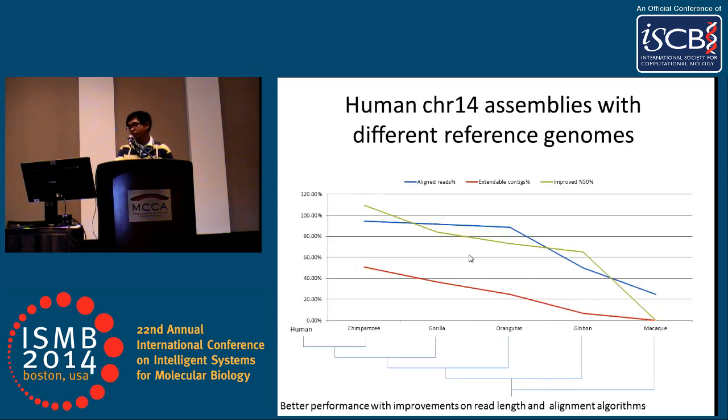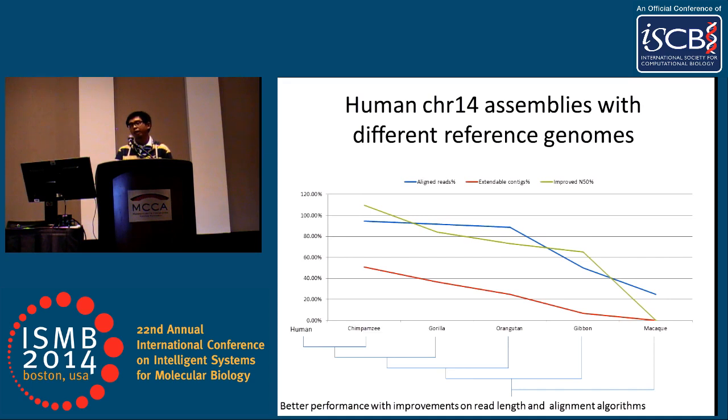And this figure shows the human chromosome 14 assemblies with the different reference genomes, from chimpanzee to macaque, from the highest similarity to the lowest. So along with the drop of the similarity, the percentage of aligned reads drops, and accordingly, the percentage of extendable contigs and the percentage of improved N50 value both drop. From our experience, as long as 50% of the reads can be aligned to the reference genome, we can achieve solid improvements. And actually, the performance of AlignGraph is highly dependent on the upstream aligners.